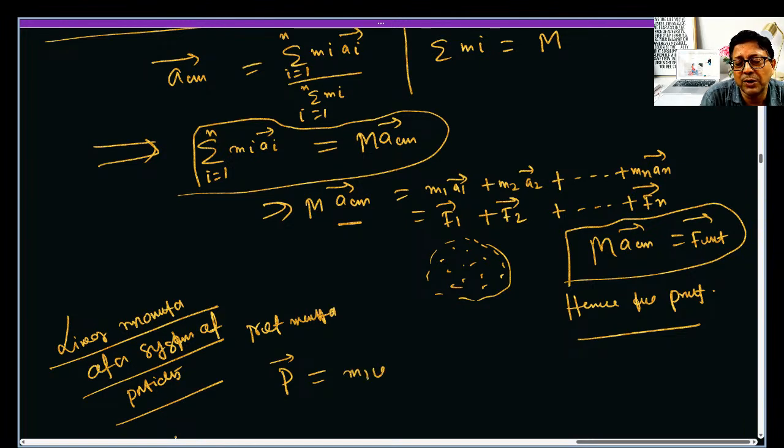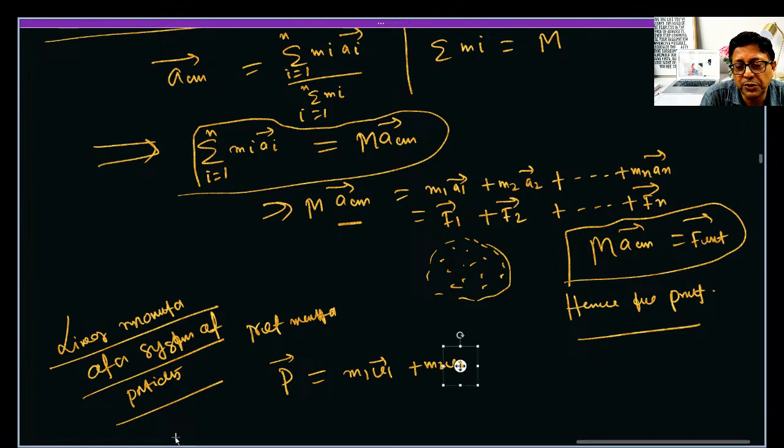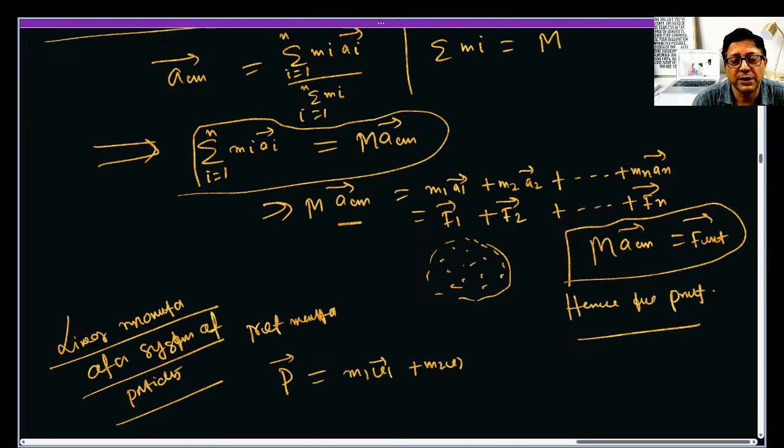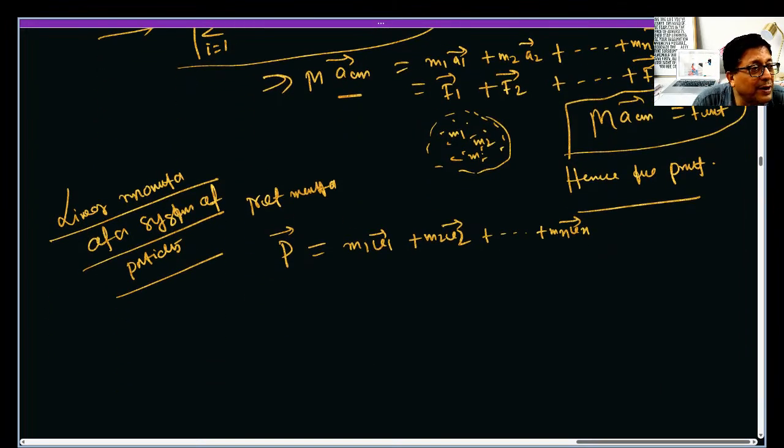Net momentum is what? M1 V1, M2 V2. Net momentum we are writing. All the particles, mass M1, M2, Mn, all are there. They have different velocities. This is net momentum: M1 V1, M2 V2, Mn Vn. Now this M1 V1, M2 V2, Mn Vn, where have you seen? When you are finding VCM, isn't it? M into VCM.